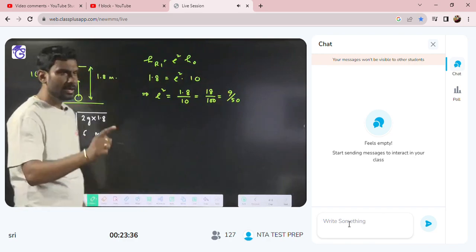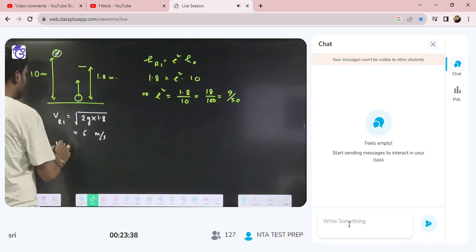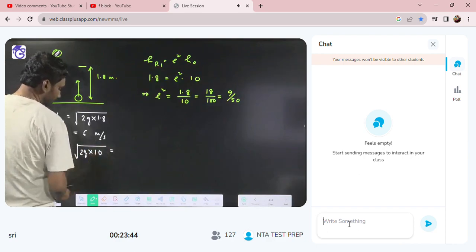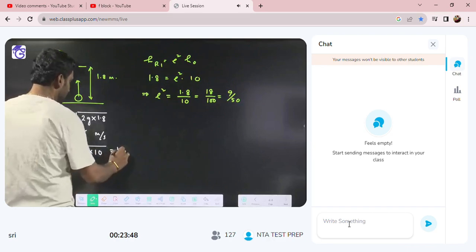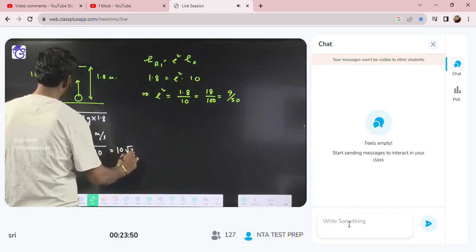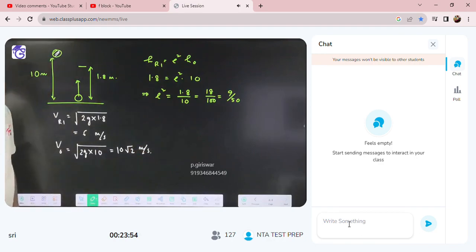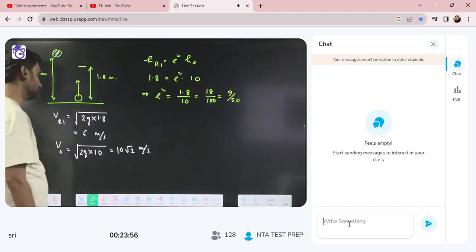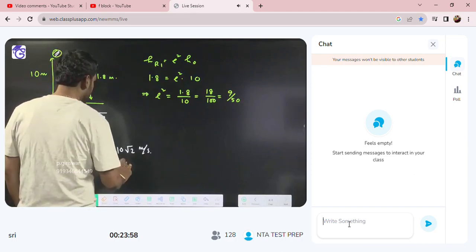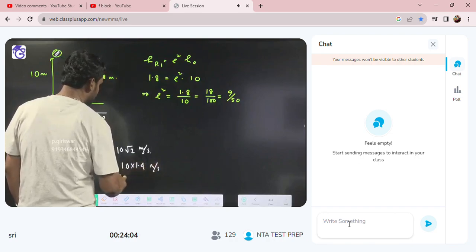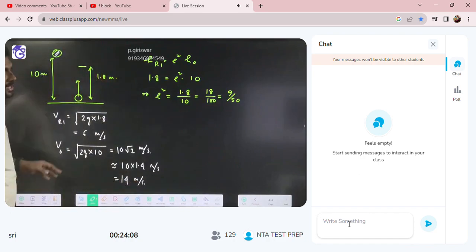Correct? And V0 is equal to root under of 2g into 10, that will come as 10 root 2 meter per second. All right? So if I take this value, 10 into root 2 is 14 meter per second, so nearly equal to 14 meter per second. Correct?